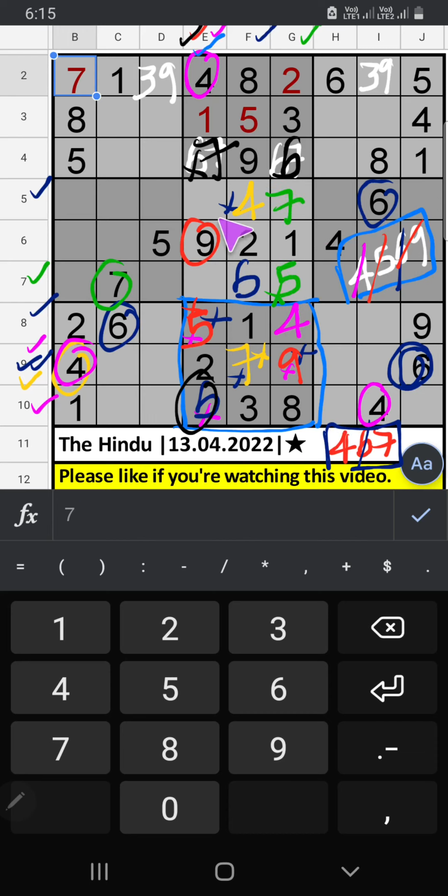Column E, 2 numbers are remaining: 3 and 4. It will come in any one of the cells. 3 and 8. It will come in any one of the cells. We will confirm later.